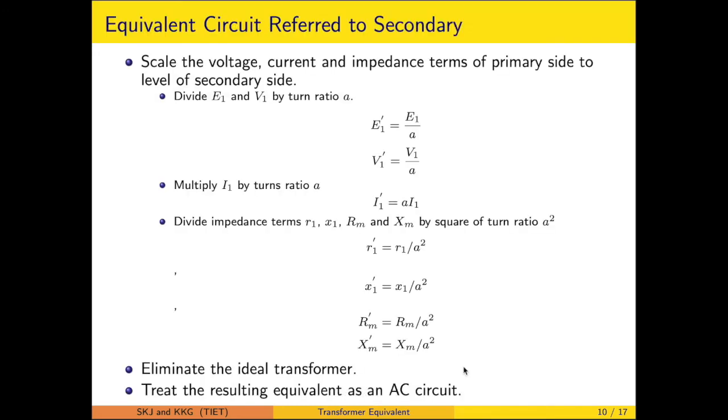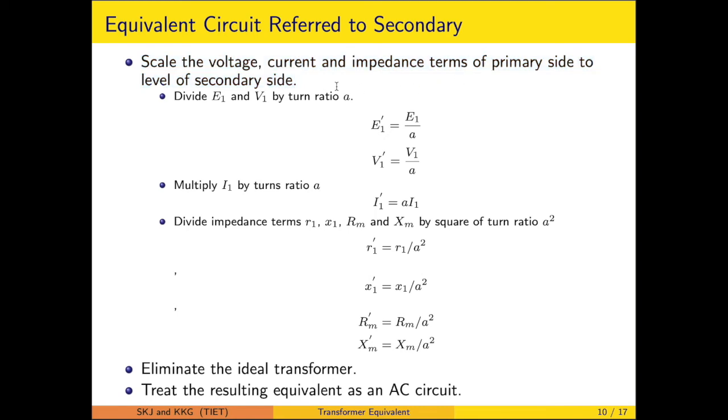Now the equivalent circuit referred to secondary is obtained. So we will be going by the same procedure, where we scale the voltage, current and impedance terms of the primary side to the level of the secondary side. Previously we have done this scaling for the secondary side parameters to the primary side parameters. Here we have to scale the terms of the primary side to the secondary side level.